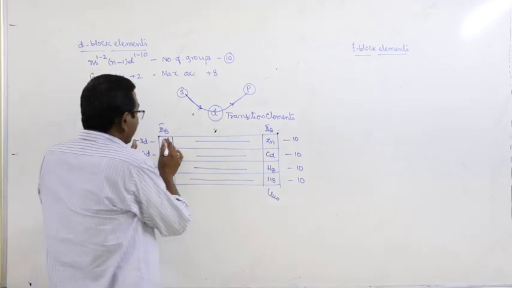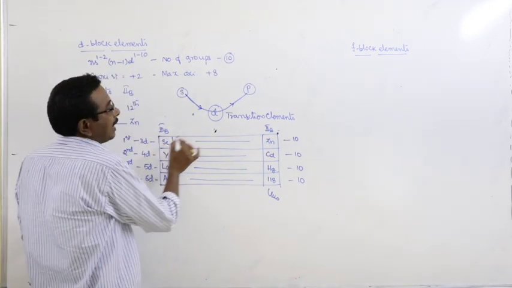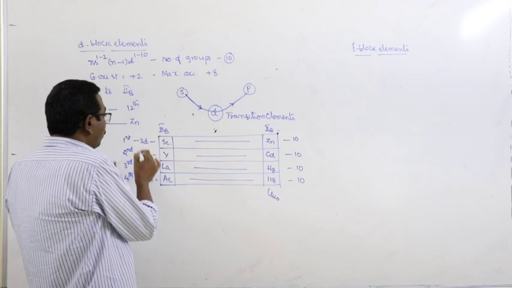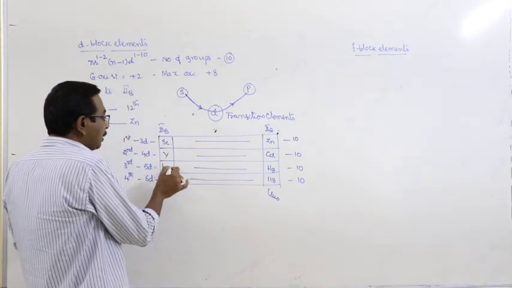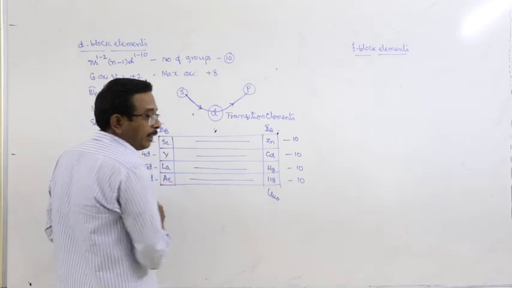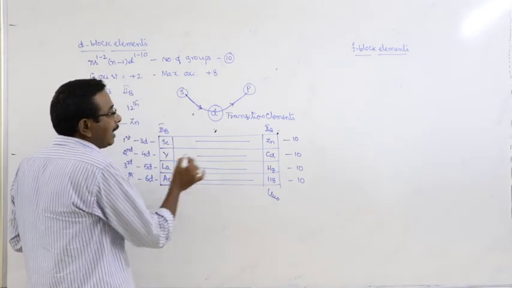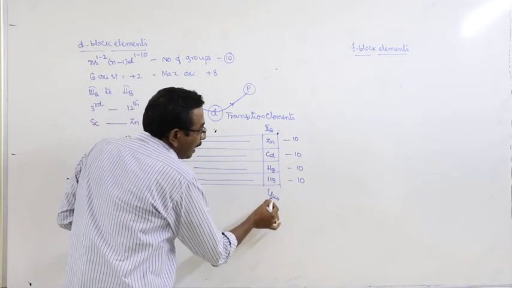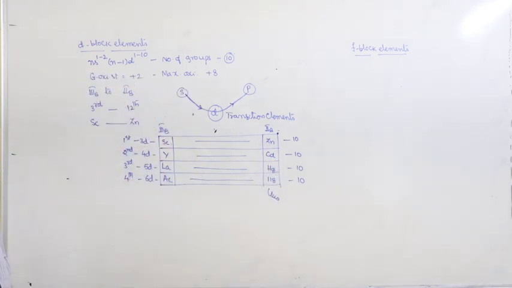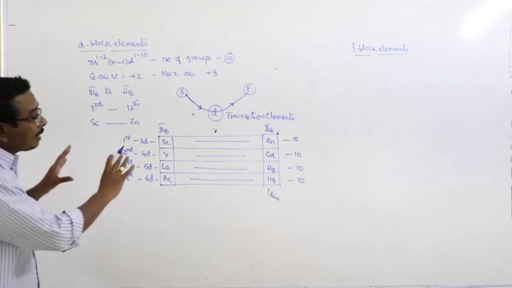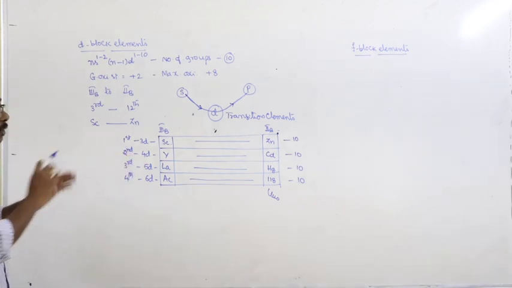Here the 3d series begins with scandium and ends with zinc. The 4d series begins with yttrium and ends with cadmium. The 5d series begins with lanthanum and ends with mercury. The 6d series begins with actinium and ends with unactinium, with atomic number 180. And these are all the elements that are arranged in the horizontal rows.